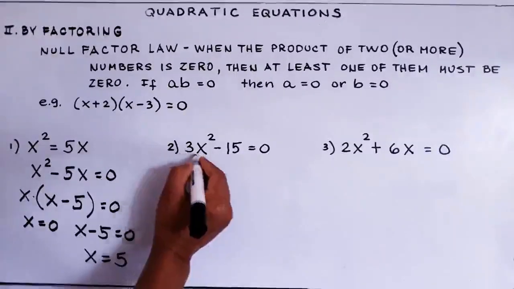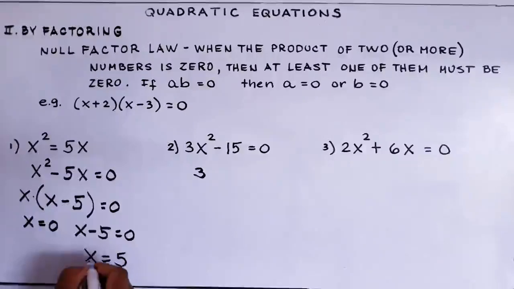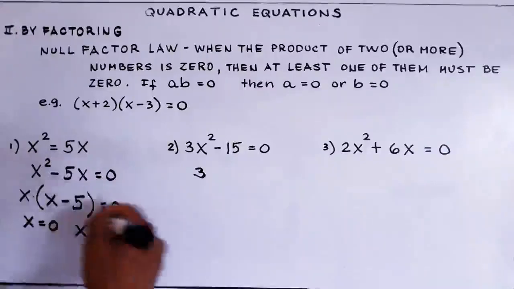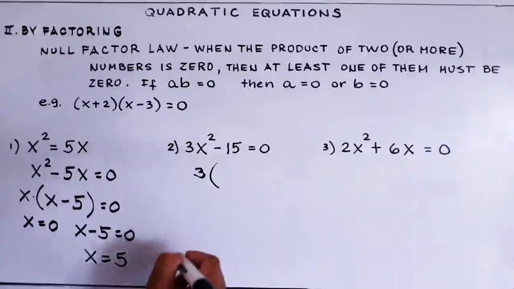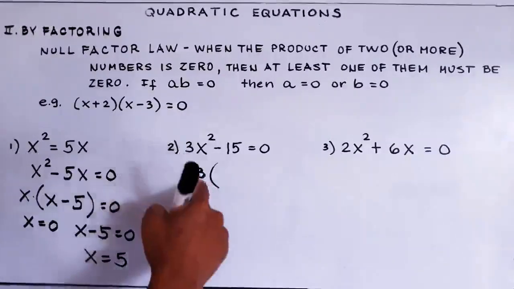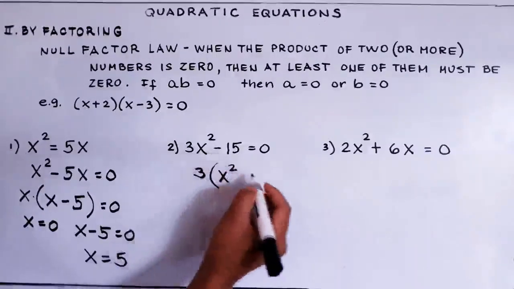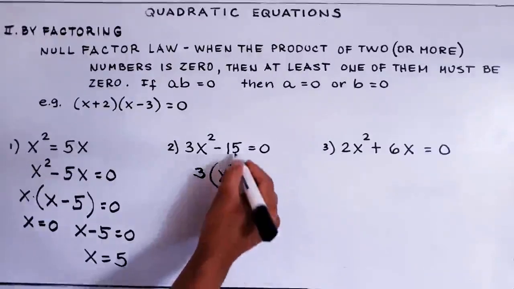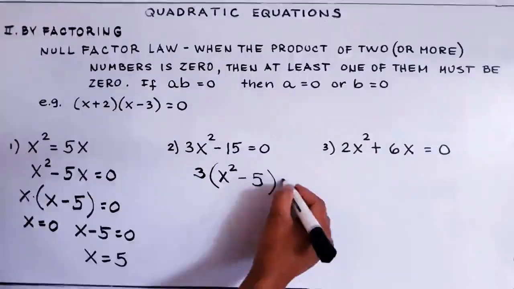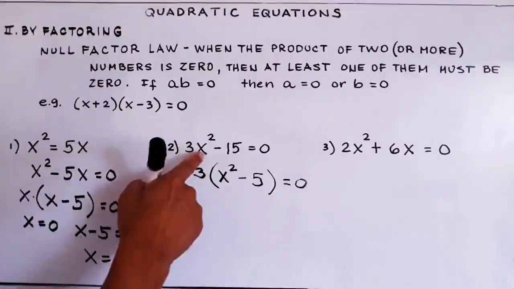Okay, 3 and 15. The common factor for 3 and 15 is 3. Okay, x squared, x, no, we don't have x there, so we cannot pull out the x. So that is the 3, the common factor. We divide 3x squared by 3. 3 and 3 is equal to 1. So we have x squared. Then we put a minus here. And 15 divided by 3 is equal to 5, is equal to 0.